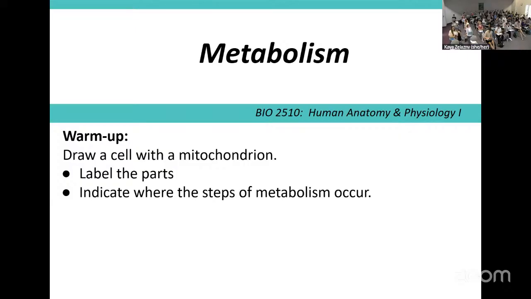So we're gonna start today, before we dive back into our last step of cellular respiration, by reminding ourselves of the steps that we've already been through and where they're happening relative to the cell at large and relative to the mitochondria. Take a couple of seconds to do this.